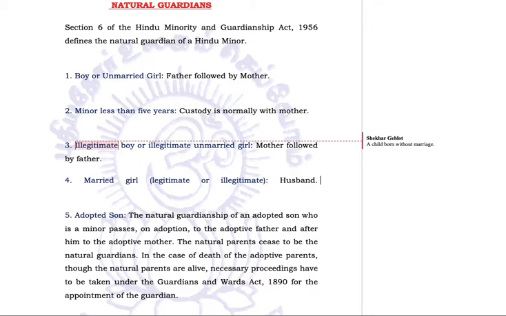Adopted son. The natural guardianship of an adopted son who is a minor passes on adoption to the adoptive father and after him to the adoptive mother. So for an adopted child, the same rule will follow. The adoptive father will be the first guardian and the adoptive mother will be the second guardian. The natural parents cease to be the natural guardians.